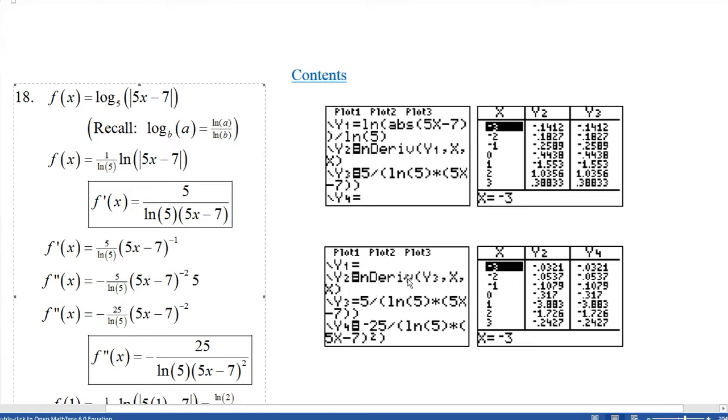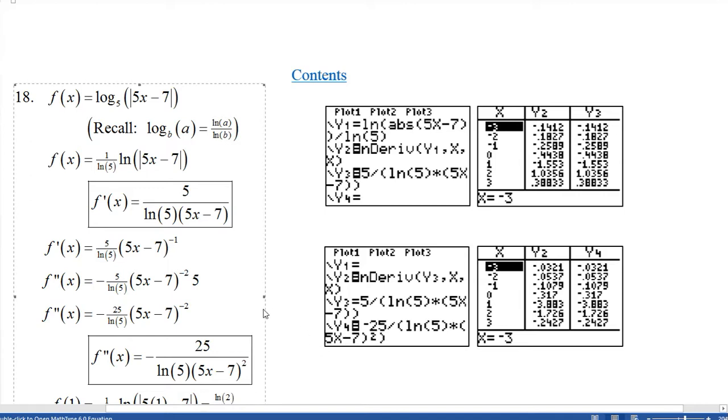Again, we can check it since I already had this typed in as y3. I went back and changed y2 to be the numerical derivative of y3. Let y4 be my answer here: negative 25 divided by ln of 5 times 5x minus 7 squared. Turn off y3, and y1 I turn off or delete. It's not needed now. Check the tables for y2 and y4, and sure enough they match, so that's a check.